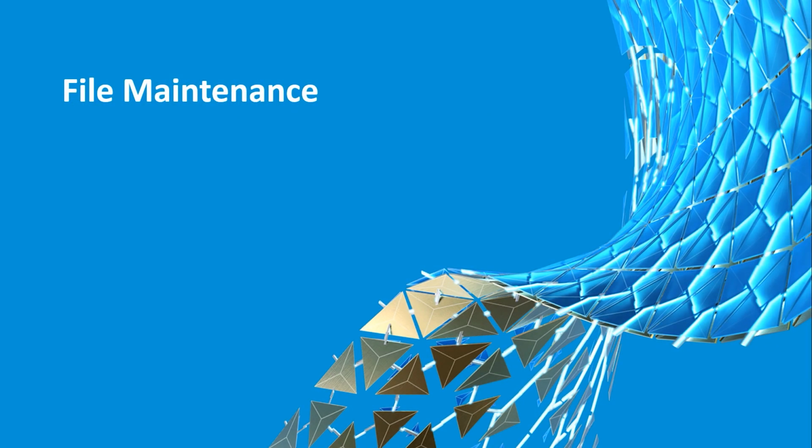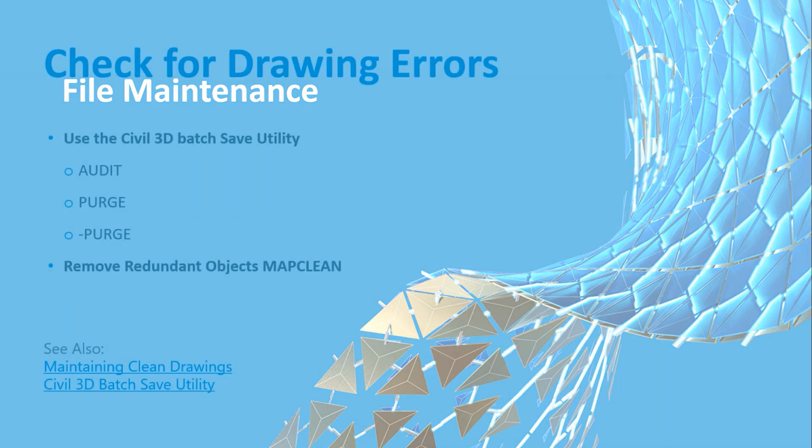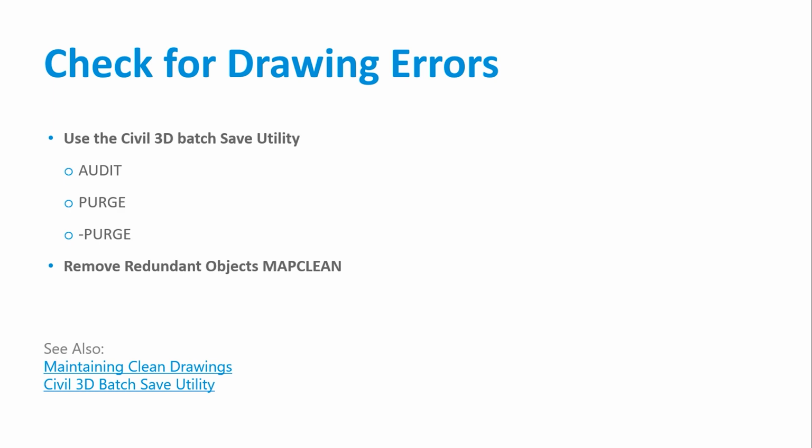Okay, so the first section of this is file maintenance. And what I mean by that is checking all the drawings that you're about to upload. You want to check them for errors. Let's do an audit, a purge. Let's purge regapps. And hopefully these are things that you're doing already to drawings, but it's especially important when you're going to be collaborating with people, because garbage in, garbage out.